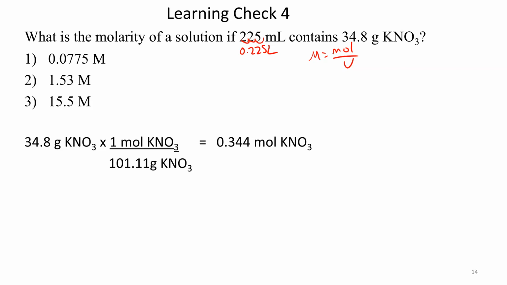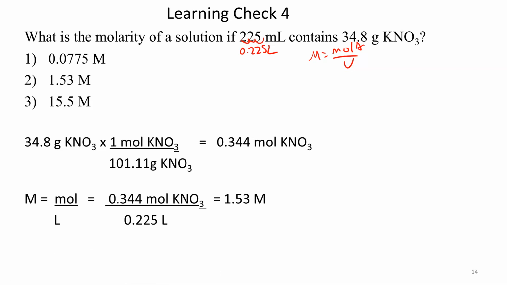So 34.8 divided by 101, or if you really want to go decimals, go for it. So you get 0.344 moles of potassium nitrate. Cool, I got the moles part. Now I need the volume. So what's the volume going to be? 0.225. Plug and chug. There's your molarity. That's all you got to do. Go to moles, divide by the volume.